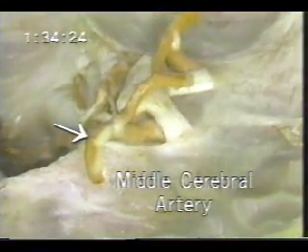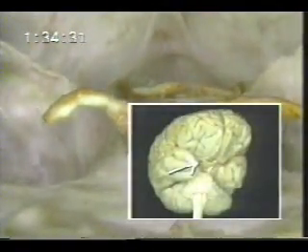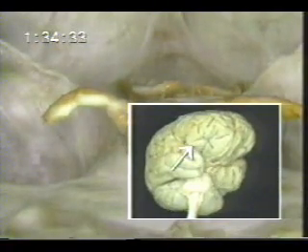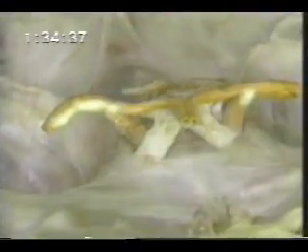The middle cerebral artery, which is the direct continuation of the internal carotid, curves laterally. It enters the lateral cerebral fissure between the frontal and temporal lobes. We'll follow it there shortly. The pale areas on this artery are patches of atheroma.